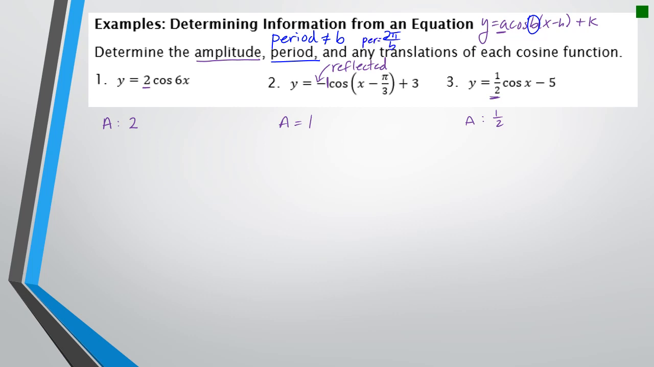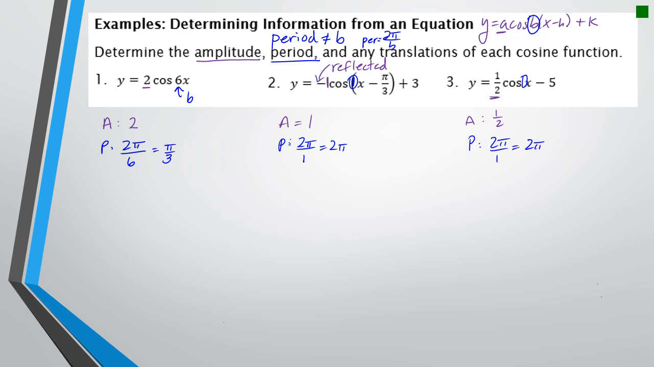All right, so for number 1, our B value is 6. So to find period, we do 2 pi over B, and that reduces to pi over 3. So the period for number 1 would be pi over 3. For number 2, the B number would be in between cosine and x, and there's nothing there. So if there's nothing there, we can assume it's a 1. That would mean period is 2 pi over 1, or just 2 pi. So if there is no B number, the period is going to be the default period of 2 pi. Number 3, same deal. We have nothing in between cosine and x, so period is 2 pi over 1, which is just the default period of 2 pi.